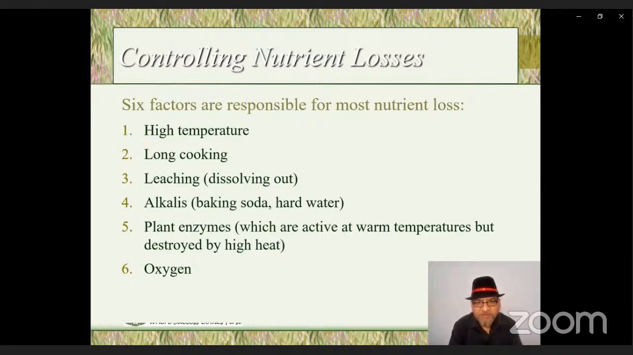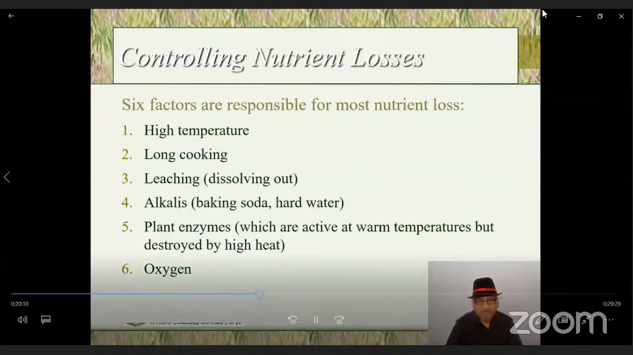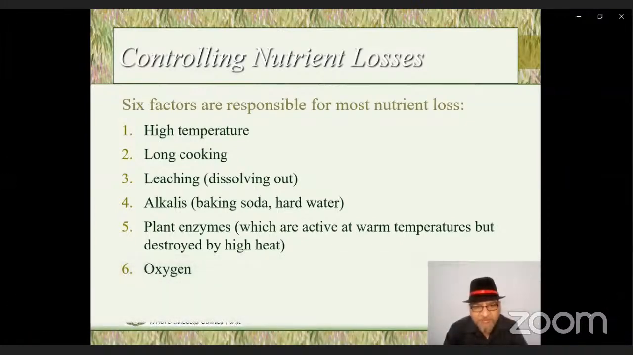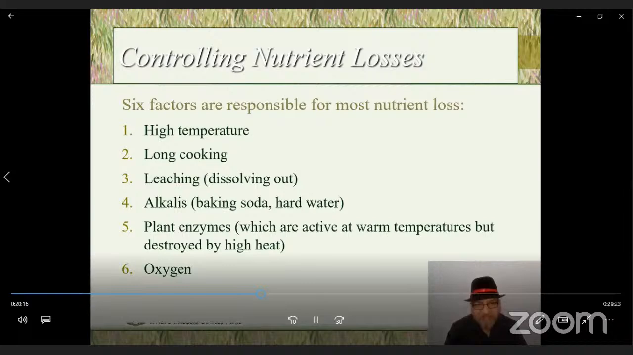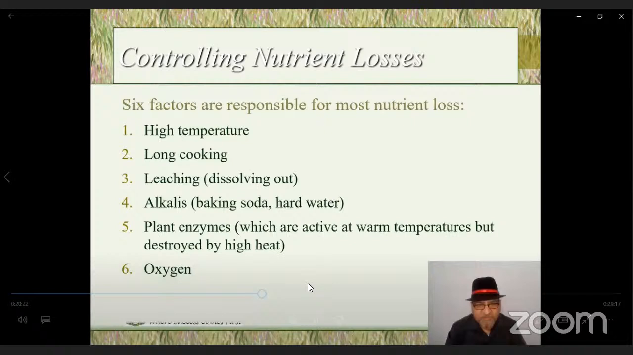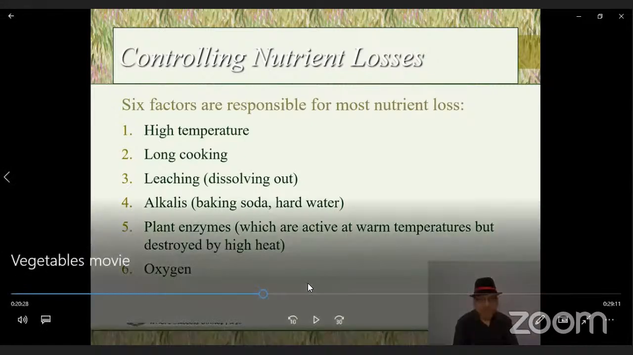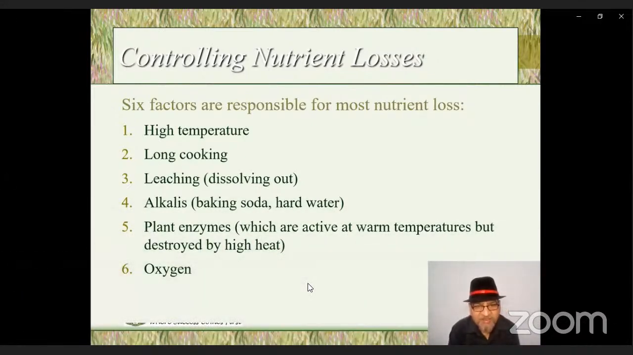Controlling nutrient losses while cooking. Six factors are responsible for most nutrient loss. They are: number one, high temperature; two, long cooking; three, leaching, dissolving out. Leaching will happen when you let the vegetables stay in the water after cooking them for some time. You will see the color of the water begins to change and the color of the vegetables becomes duller.